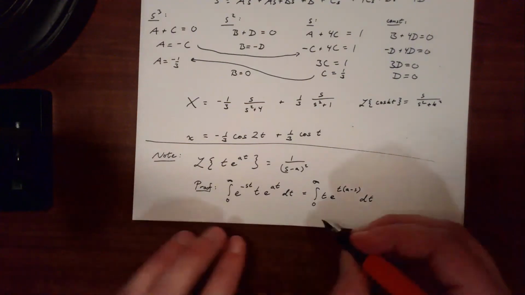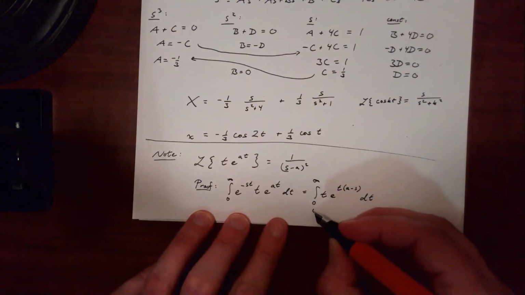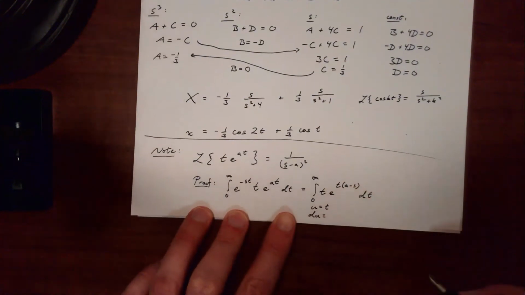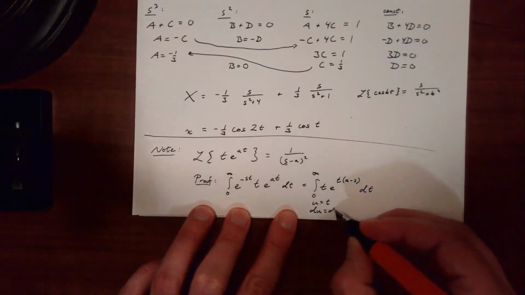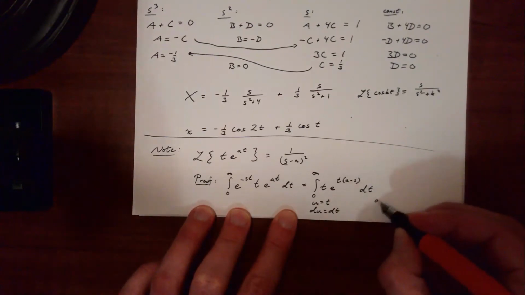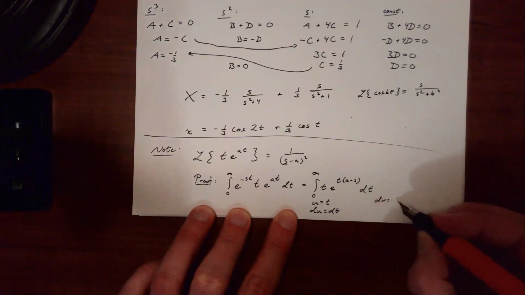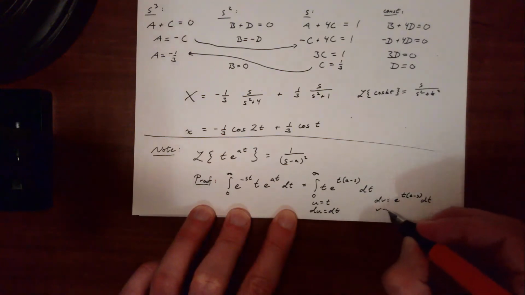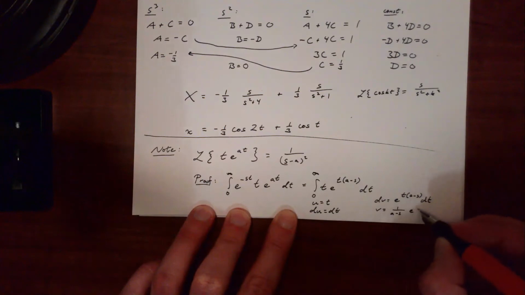And now we are ready for some integration by parts with u equals t as usual, du equals dt. Again, pretty much as usual. dv is going to equal e to the t(a minus s) dt, and then v is going to equal 1 over (a minus s) e to the t(a minus s).